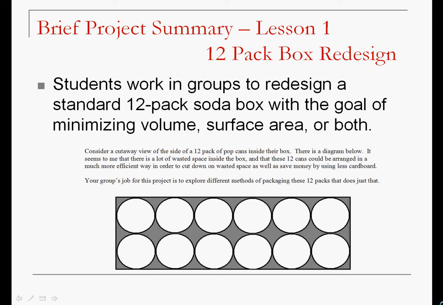My first lesson is a math project for 8th graders, and their task is to redesign a standard 12-pack box of soda. They work in groups to build new designs of the 12-pack box to minimize volume, surface area, or both. I always begin with this picture and pose the task to them as look at all the empty space inside this box of cans, and also discuss how companies have to pay for the cardboard they use to pack their cans in.